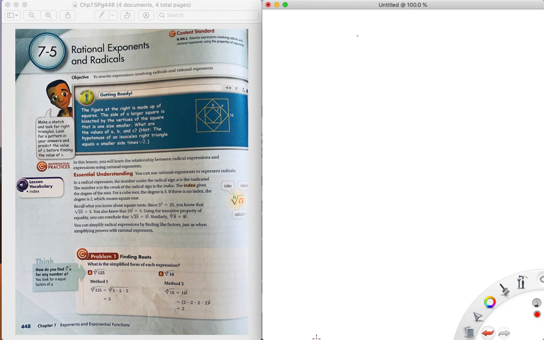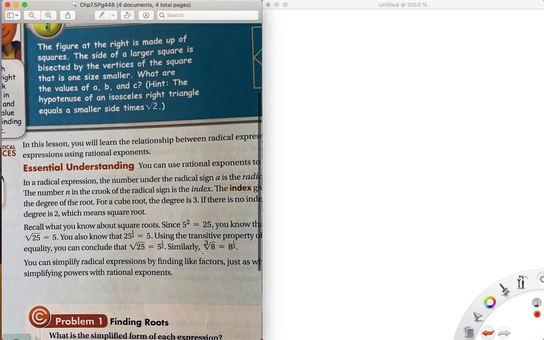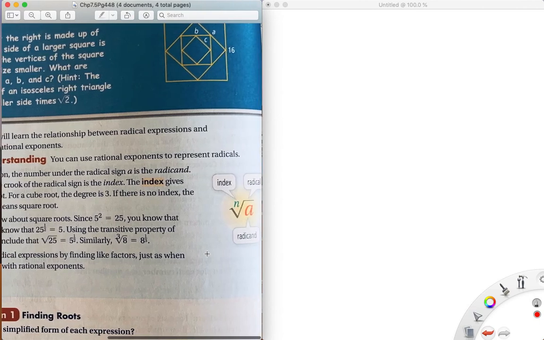Alright, so this is Chapter 7, Section 5, Algebra 1, Semester 2, Lecture 3. This one deals with rational exponents and radicals. And so, certain things that they give us here.